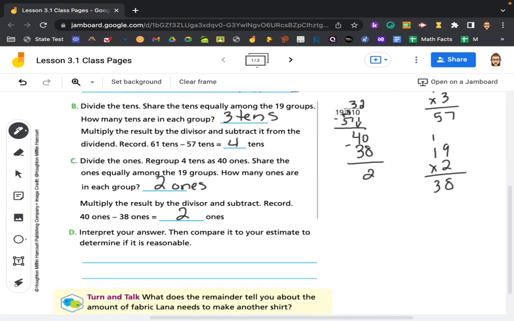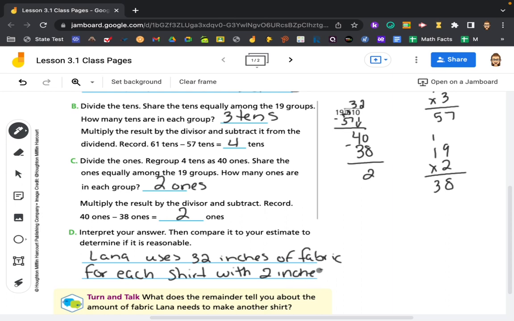then compare it to the estimate to determine if it is reasonable. Well, she's going to use 32 inches of fabric for each shirt, and she's going to have 2 inches left over. So Lana uses 32 inches of fabric for each shirt with 2 inches left over. And 32 is close to 30. So it is reasonable.